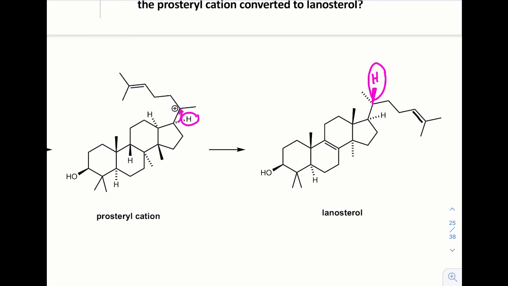So it migrates over, it stays on the bottom face. I know it looks like it jumped up to the top. That's because these pictures also have bond rotation occurring around this bond. But that hydrogen migrates first. So the first thing that's going to occur is a hydride shift. So that's number one, hydride shift.